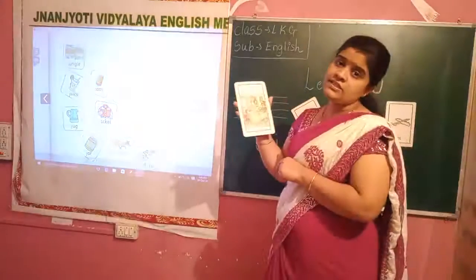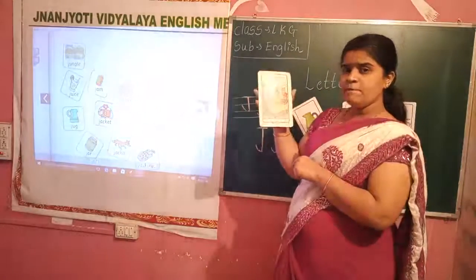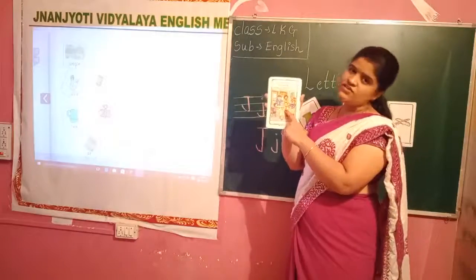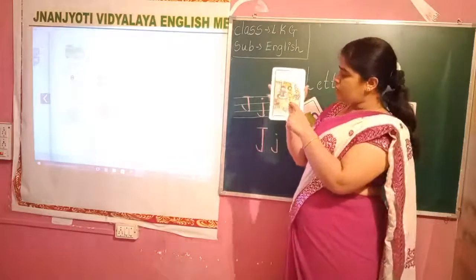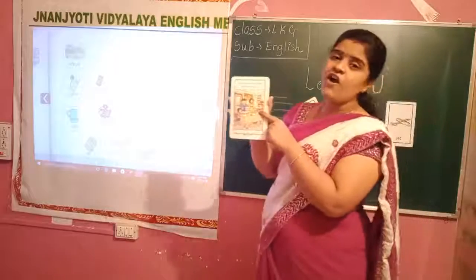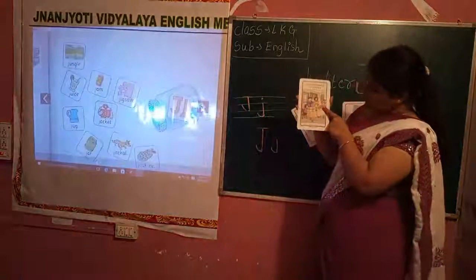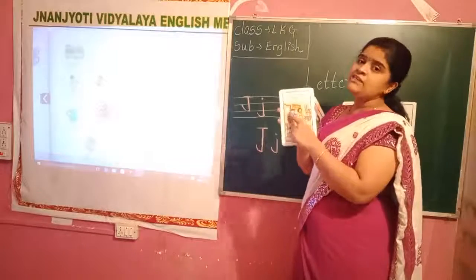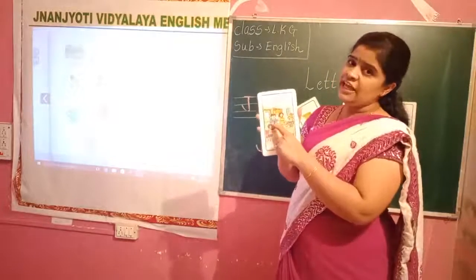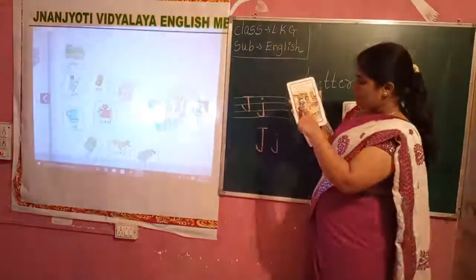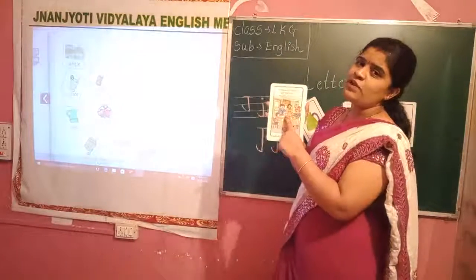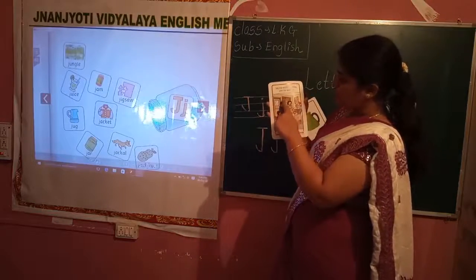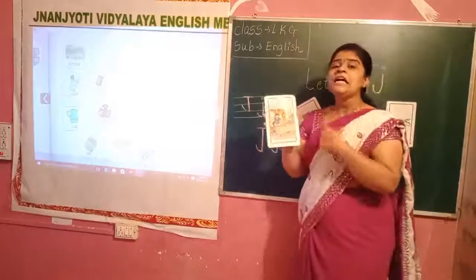Same picture, see here. Which pictures begin with the letter J? Which picture? Yes. I got a jam here. J for jam, na? Jam. Yes children. Next one, joker. Yes, very good. J for joker. Next one, here a man is wearing a jacket, na? Yes, J for jacket. The father is wearing a jacket. Next one, J for jug. Yes, one more I identified. J for jug. Next one, J for jewelry. Yes, here the mother is wearing some jewelry.